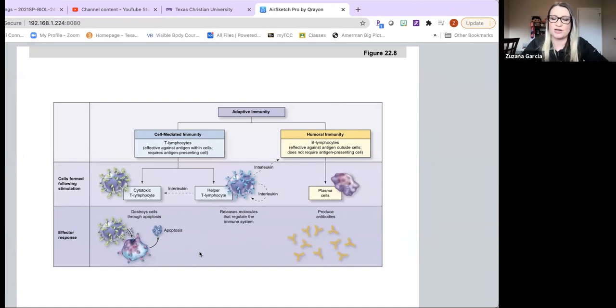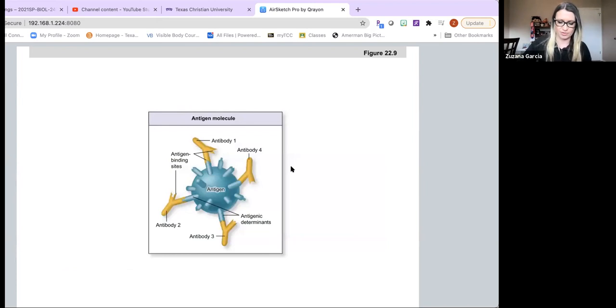The effector response, that terminology simply means what is the effect of that type of immunity. So the effector response of your T lymphocytes or cell-mediated immunity would be, for the cytotoxic T lymphocytes, destruction of the infected cells. For helper T lymphocytes, it would be activation of other immune cells. And then the effector response of the humoral immunity is antibody production. So antibodies in the blood plasma. Okay, so that's our breakdown here.